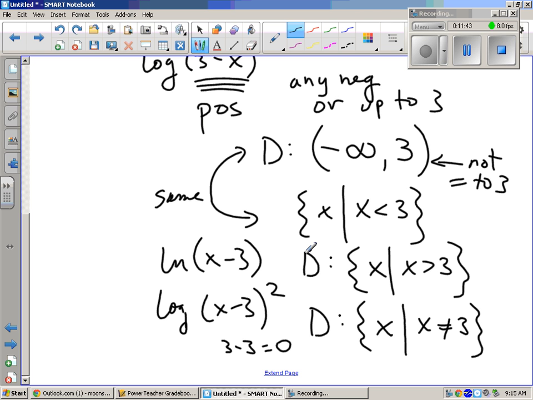Okay, so it all depends on what's going on. You have to ask yourself, how am I going to make this result positive, whatever you're taking the log or natural log of? Okay, I think that's it for now.